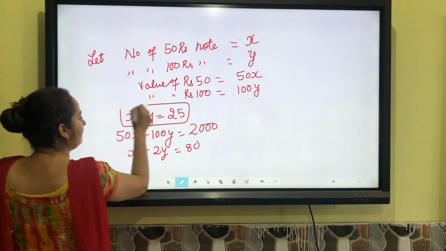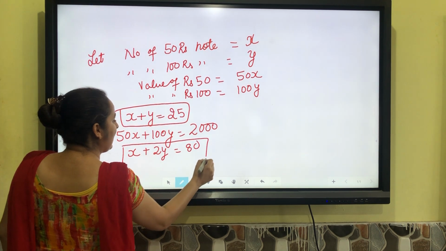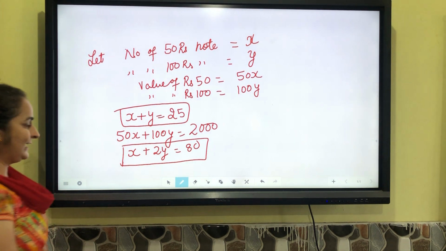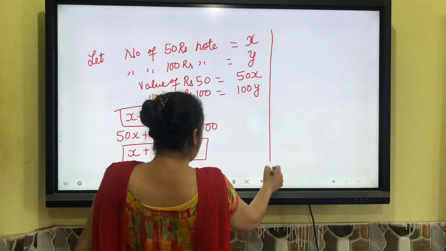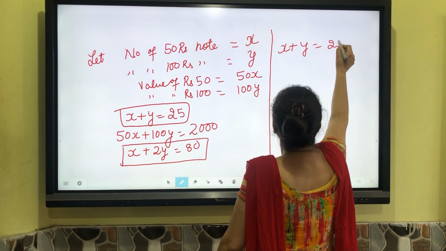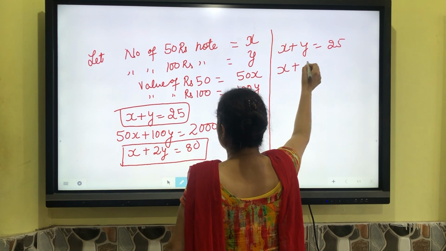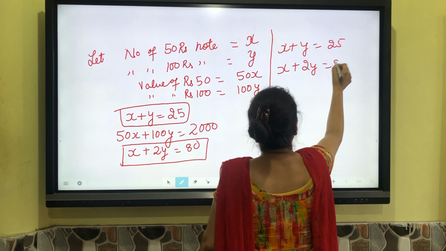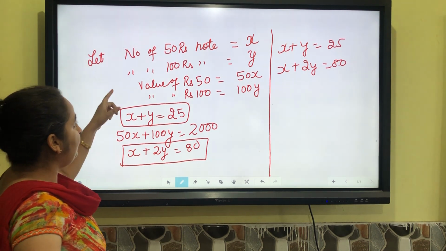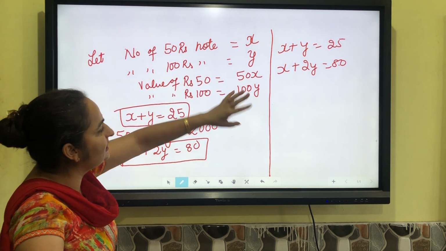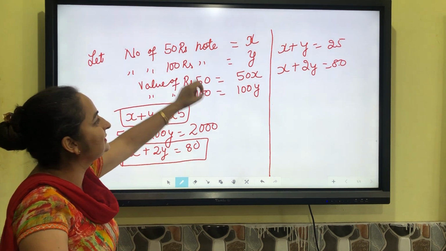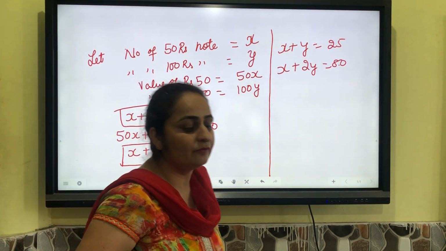Here again there are two equations. X plus Y is equal to 25. X plus 2Y is equal to 80. Now solve these two equations by yourself. I am not solving this equation here. Now calculate the values of X and Y. Then at the end write the answer. Therefore the number of 50 rupee notes is equal to, find the value of X right there, and the number of 100 rupee notes is equal to, find the value of Y.